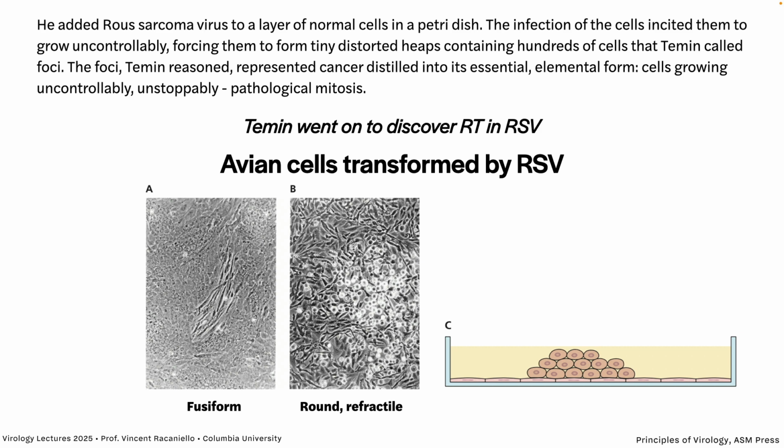Here are some foci of transformed cells, because the whole monolayer isn't transformed. You get a focus where a virus landed and infected the cells. These are fusiform, these are refractile and round. These just look different. And here's how the foci look. The normal cells down here, and then wherever a virus infected a cell, it made a pile of transformed cells. So these are the avian cells transformed by Rous. This is a revolution in our ability to study cancer.